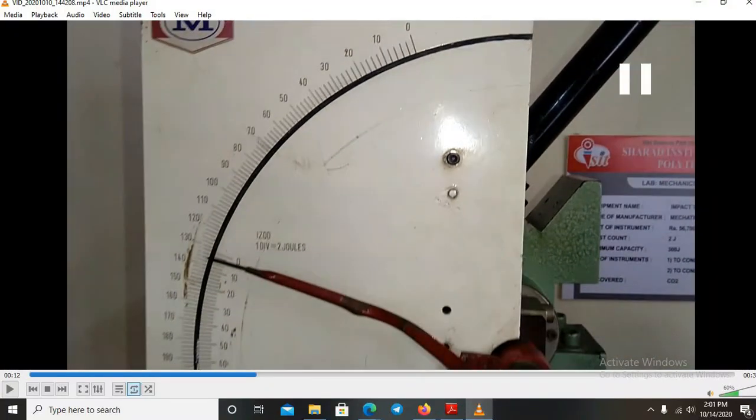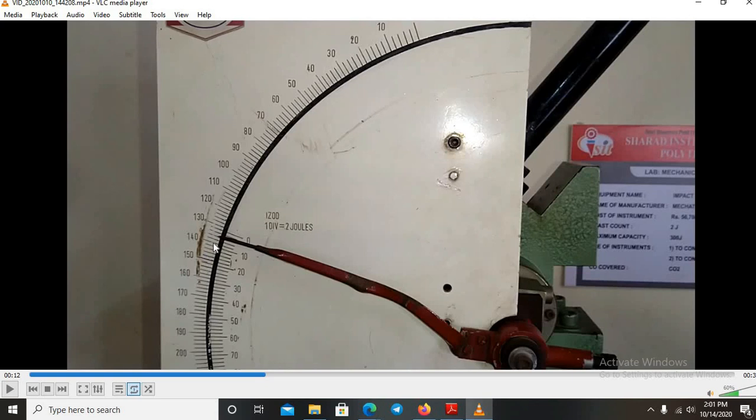For this particular test, as you can see over here, our pointer needle is in between 130 and 140. If this line is 130, the next line will be 132, the further line 134, and this line will be 136. So our needle coincides with the line of 136.